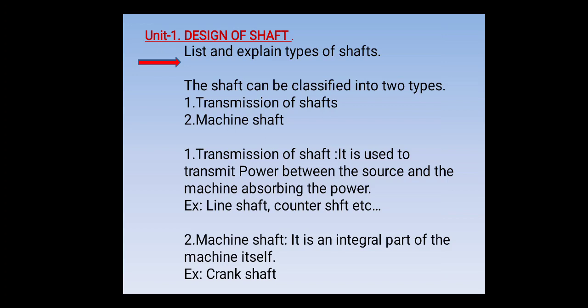Transmission shafts are used to transmit power between the source and the machine absorbing the power, like line shaft, counter shaft, etc. These are some examples of transmission shafts. And a machine shaft is an integral part of the machine itself, for example, crankshaft. So the types of shafts are transmission shafts and machine shafts. With the examples you have to explain.